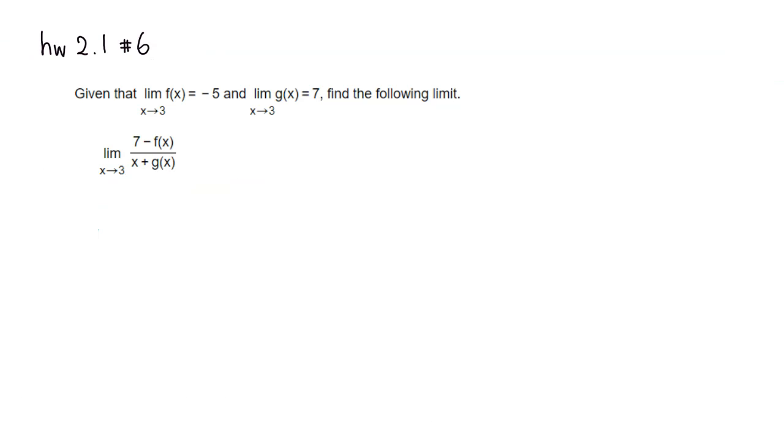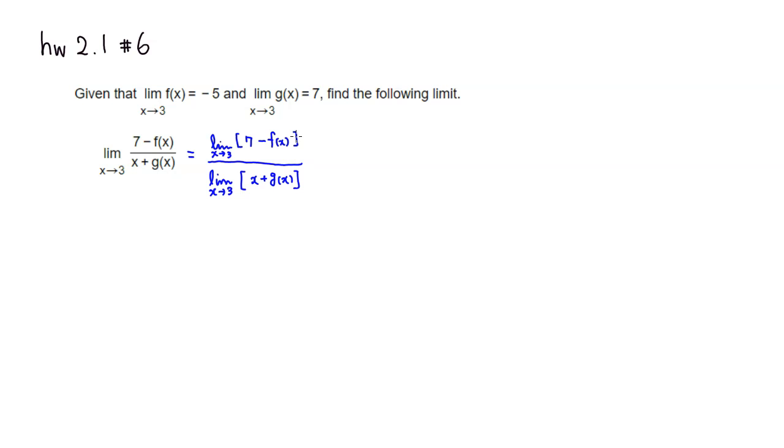We're going to apply limit laws. If you take the limit of a fraction, you can take the limit of the numerator. So we have the limit as x approaches 3 of 7 minus f of x. I'll use a different bracket so that I don't get confused, so a square bracket here. Then we can do the same thing to the denominator: the limit as x approaches 3 of x plus g of x.